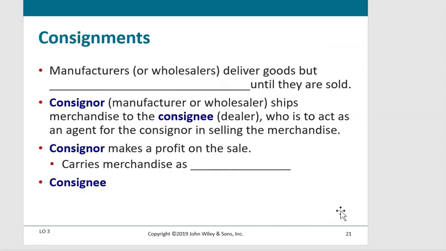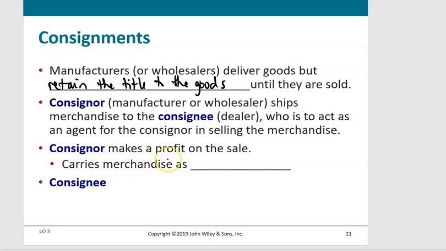All right, let's move on to our last topic, consignments. Manufacturers or wholesalers deliver goods, but they retain the title to the goods until those goods are sold. The consignor is the person who has the title, the ownership of the goods, but they don't have physical possession. They ship the merchandise to the consignee, who is the seller or the dealer. The consignee acts as an agent for the consignor. They are the ones that sell and promote merchandise.